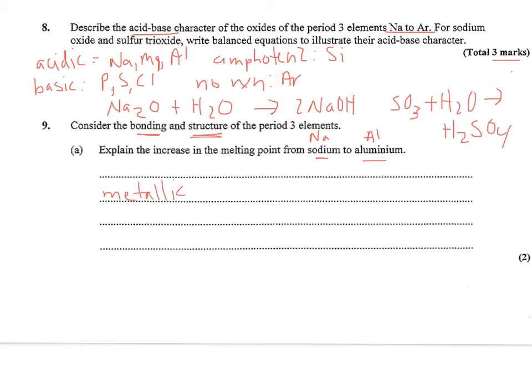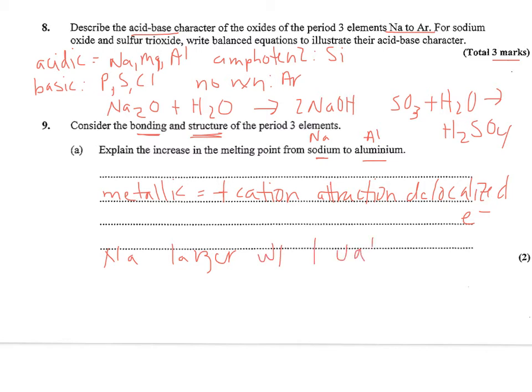And what they wanted you to realize is a metallic bond is between the positive cation, which is your nucleus and inner electrons, attracting the delocalized electrons. And so what you're supposed to realize is sodium is larger with 1 valence electron, whereas aluminum is going to be smaller with 3 valence electrons. That's going to mean these 3 valence electrons are going to be held much tighter to the smaller aluminum.